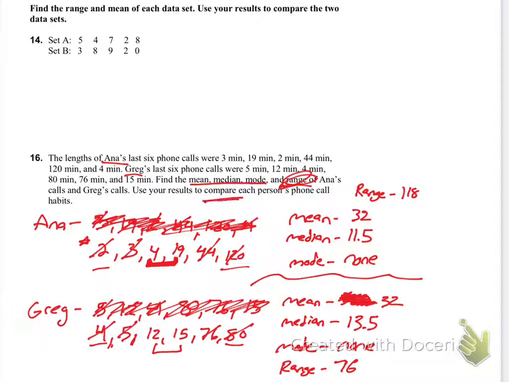And then if you needed to compare them, and they're calling habits, and you would need to write this out, I would write that they average the same length of call, and both of them do not have a recurring mode. And the median, or the middle number, for Greg is larger than Anna's. And the range of minutes that Anna could be calling is significantly larger than Greg's.